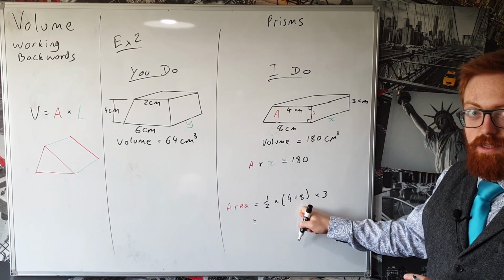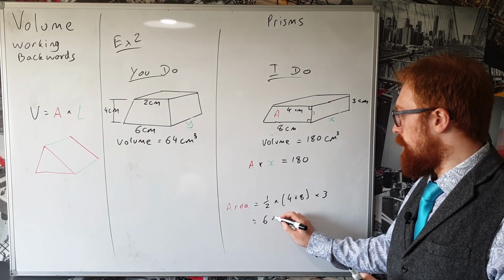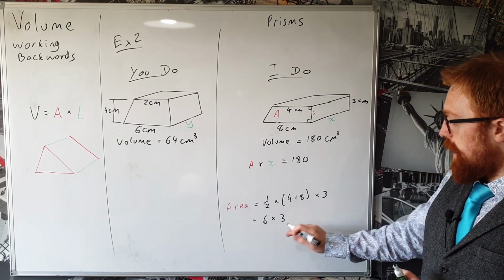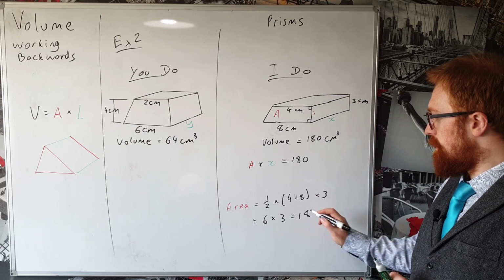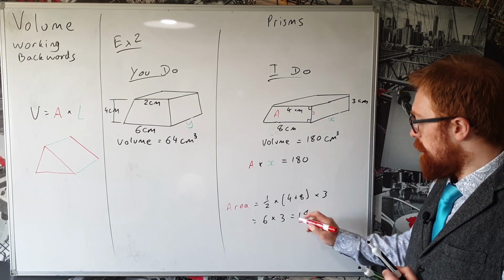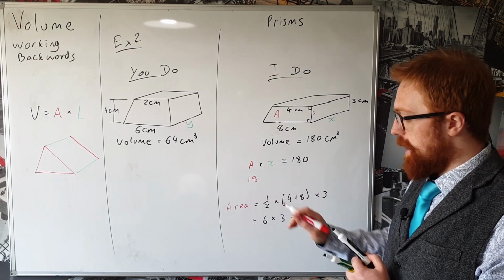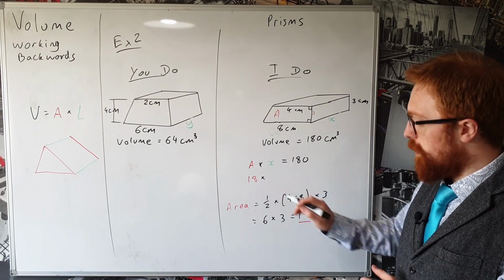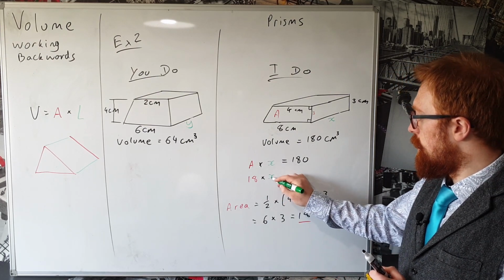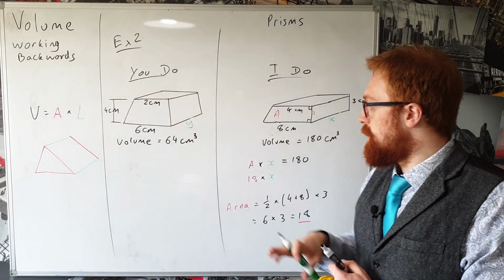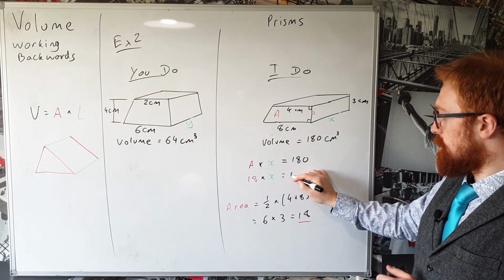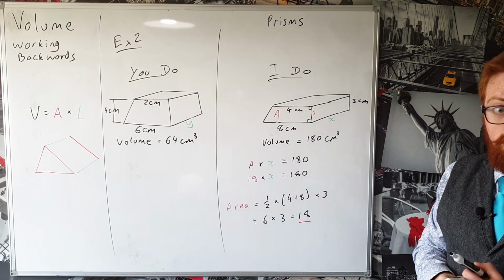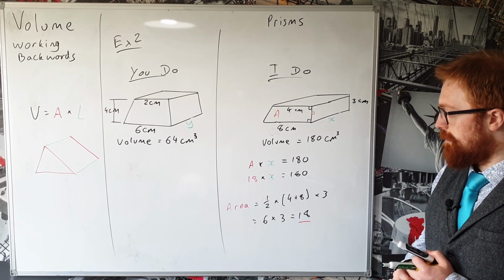Now 4 plus 8 is 12, and half of 12 is 6. And then 6 times by 3 is 18. So I know that my area is equal to 18. So at this point, if you need to pause the video to have a go at finding the area of your trapezium, feel free, because we're very nearly at the end of the question now.